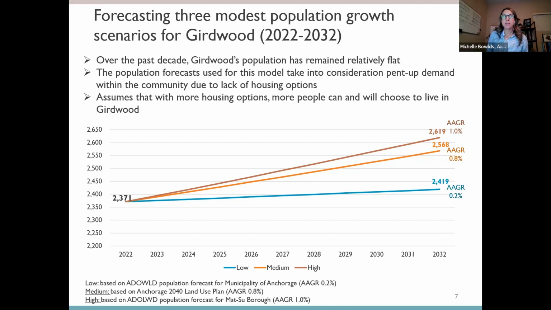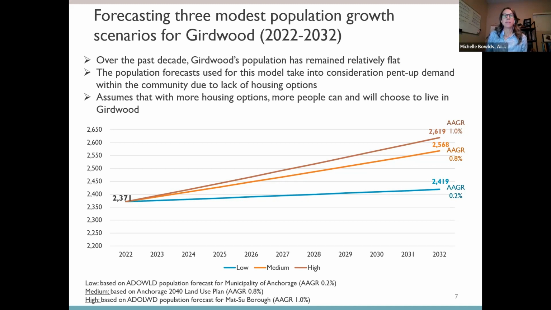The second scenario we looked at is what we're calling the medium growth scenario and is based off the Anchorage 2040 land use plan and has an average annual growth rate of 0.8% over the next 10 years, resulting in an estimated growth in population of roughly 200 people.